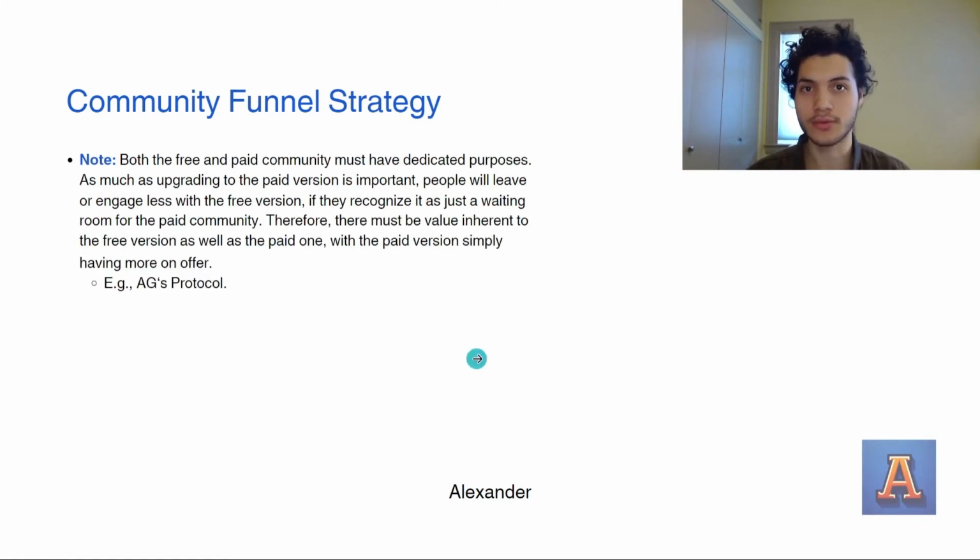And I'll just finish off this video with a key detail that needs to be said. Both the free and paid community must have dedicated purposes. As much as upgrading to the paid version is important, people will leave or engage less with the free version if they recognize it as just a waiting room for the paid community. Therefore, there must be value inherent to the free version as well as the paid one, with the paid version simply having more on offer. For example, Adonis Gang's protocol, and we'll check that out in just a second.